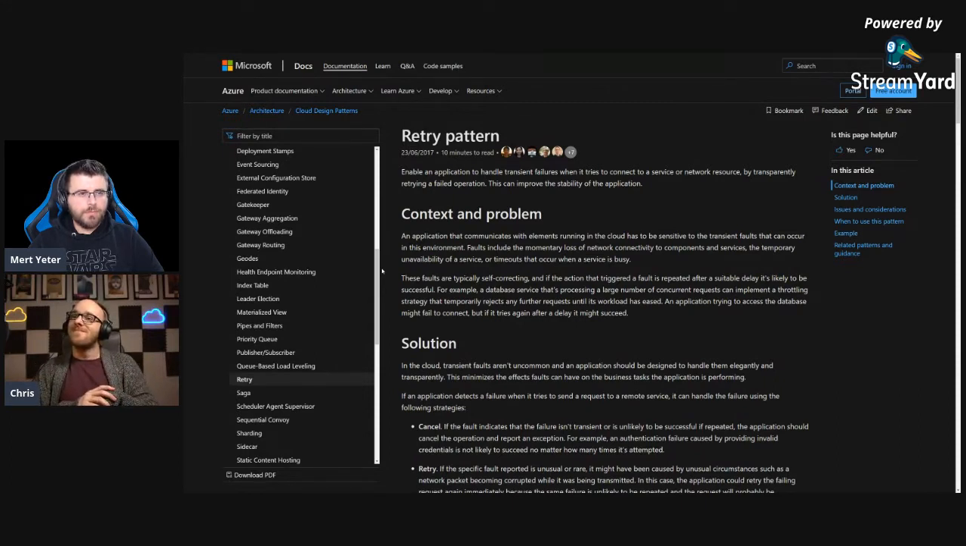Okay, thank you for the information. Sure. So implementing a pattern is not an easy thing. So what kind of problems may I face if I don't implement any pattern?